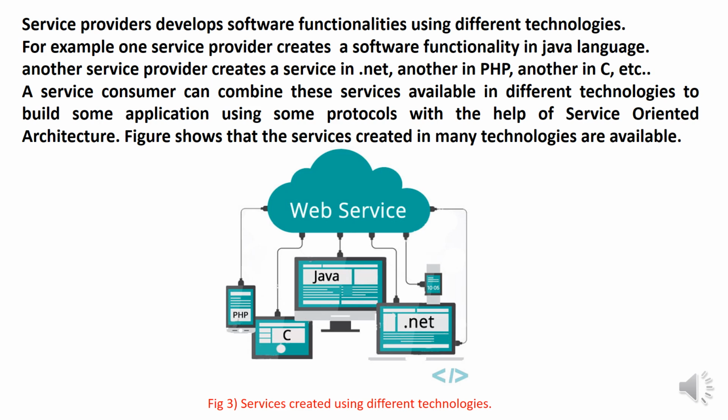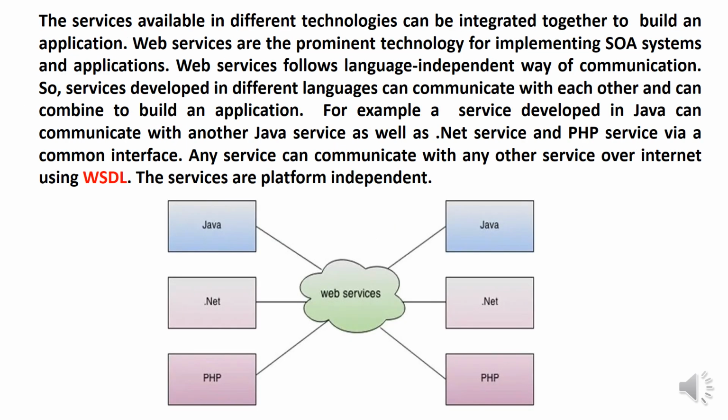The figure shows the services created in many technologies that are available. The services available in different technologies can be integrated together to build an application. Web services are the prominent technology for implementing SOA systems, service-oriented architecture systems. Web services follow a language-independent way of communication. So, services developed in different languages can communicate with each other and can combine to build an application.